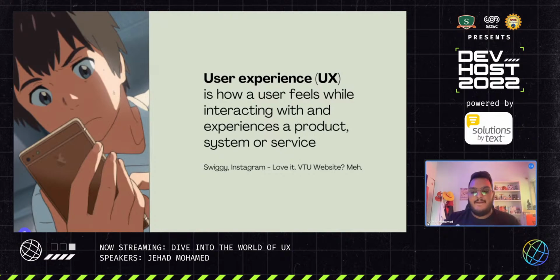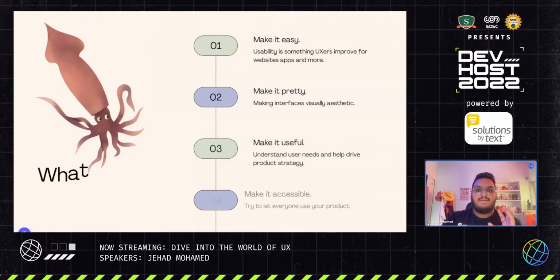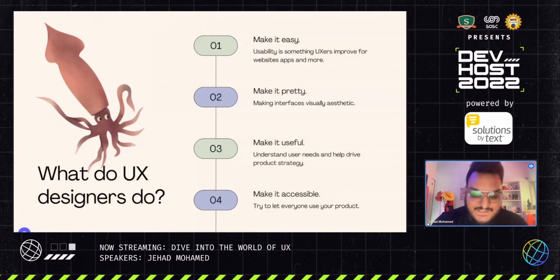So let's move to the next thing, which is what does a UX designer do? Essentially it breaks down into four main things. I have really dumbed it down, but I'll explain each of these. So first one is make it easy. Whatever app you have, if it is too complex or too hard to use, one of the jobs of a UX designer is to make sure whatever solution I am coming up with is usable and easy. The whole process of doing it is easy.